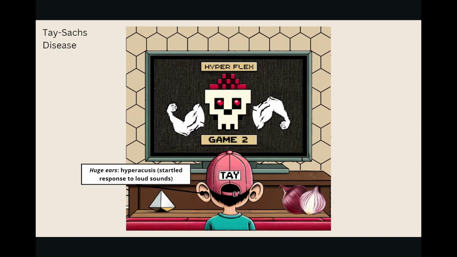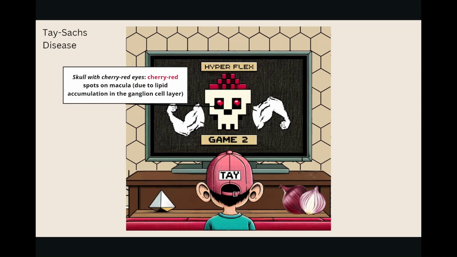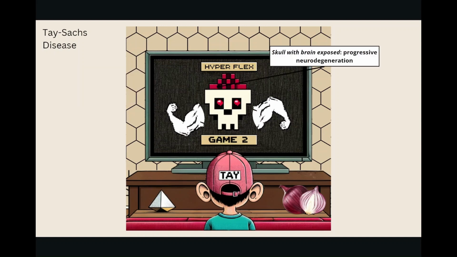His ears are huge and on backwards for some reason, which signifies hyperacusis. This presents as an infant having a startle response to loud noises. Looking at the skull boss in the video game, we can see that he has bright red eyes. This signifies the cherry red spot seen on the macula, which occurs due to lipid accumulation in the ganglion cell layer of the eye. The skull's brain is exposed, signifying the neurodegeneration that occurs in these young patients.